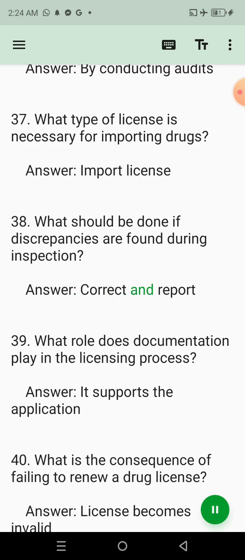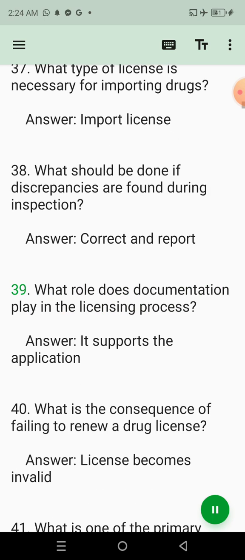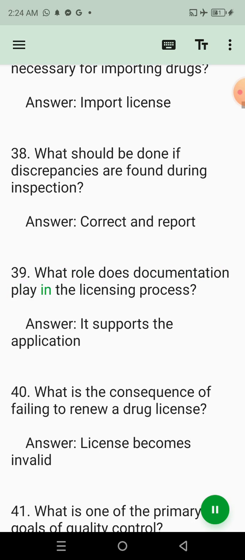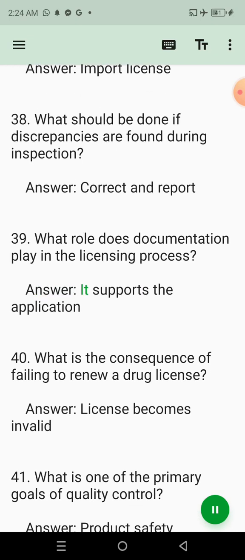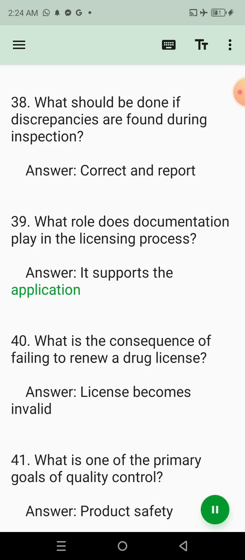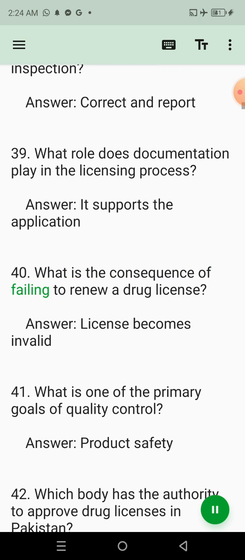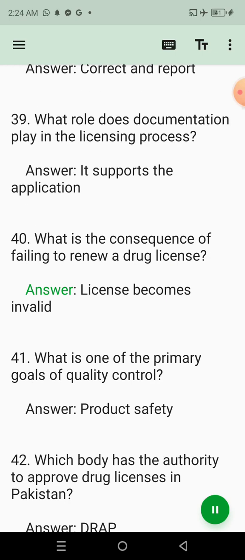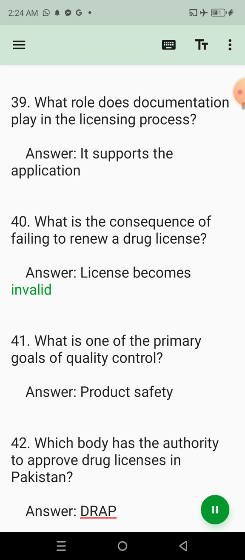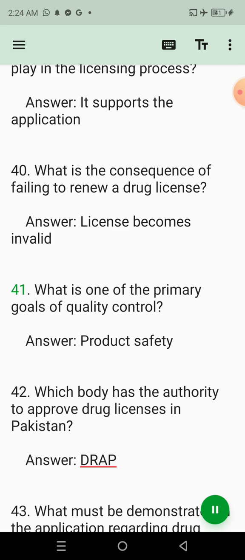Answer: correct and report. 39. What role does documentation play in the licensing process? Answer: it supports the application. 40. What is the consequence of failing to renew a drug license? Answer: license becomes invalid.